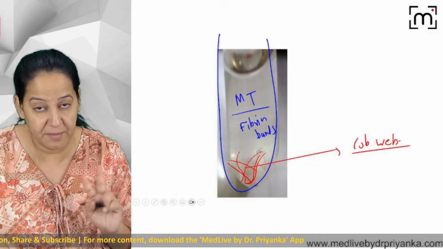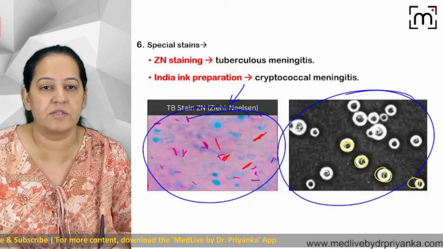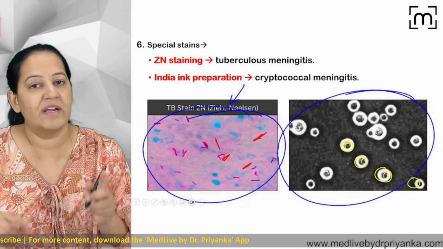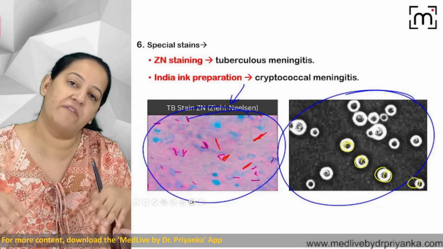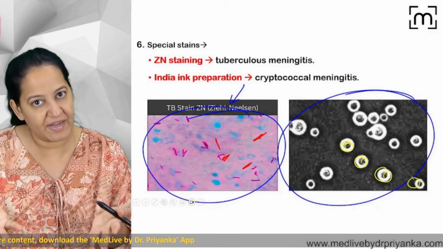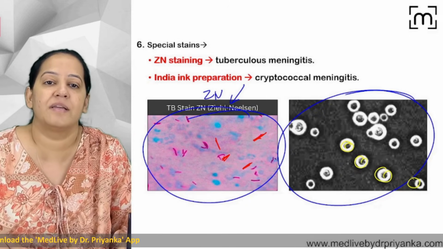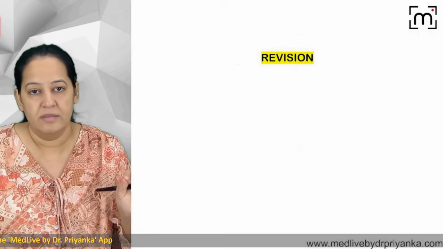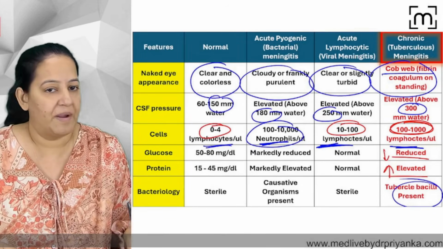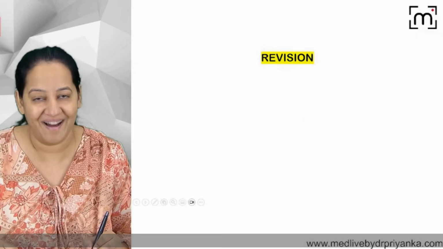So how to differentiate between the two chronic causes? What are the two causes of chronic meningitis? TB and Cryptococcal. To differentiate them, we have to apply a special stain. If you are suspecting TB, apply ZN stain. If we are suspecting Cryptococcus, apply India ink. This is how we will do that. So we will apply the special stain. I hope we are done.